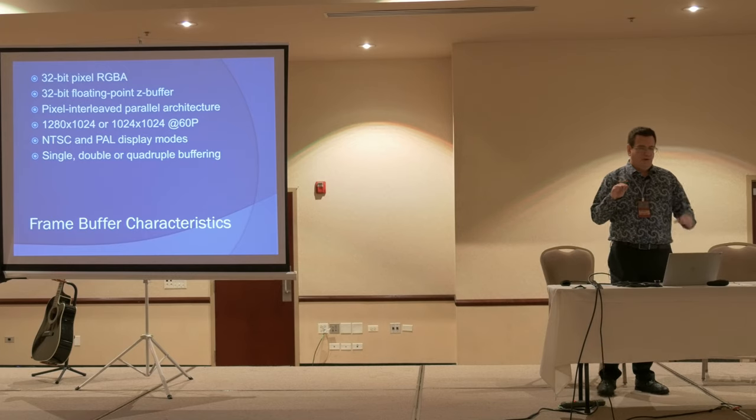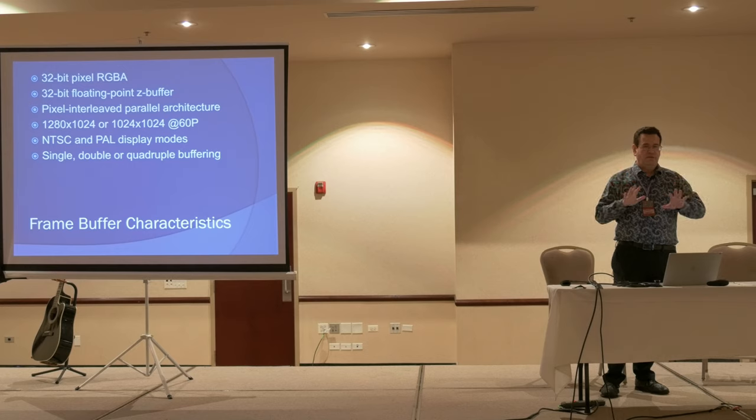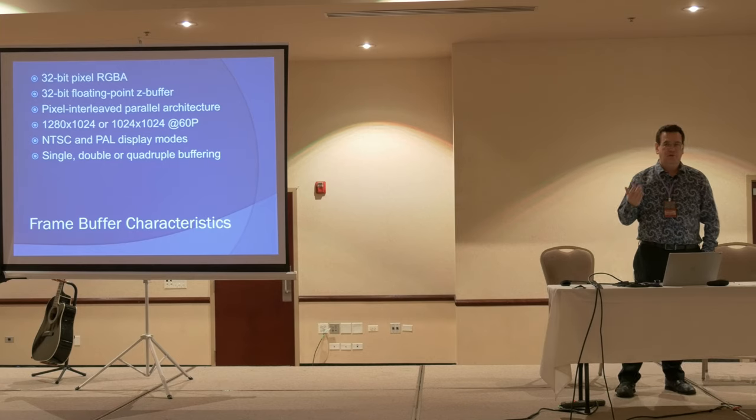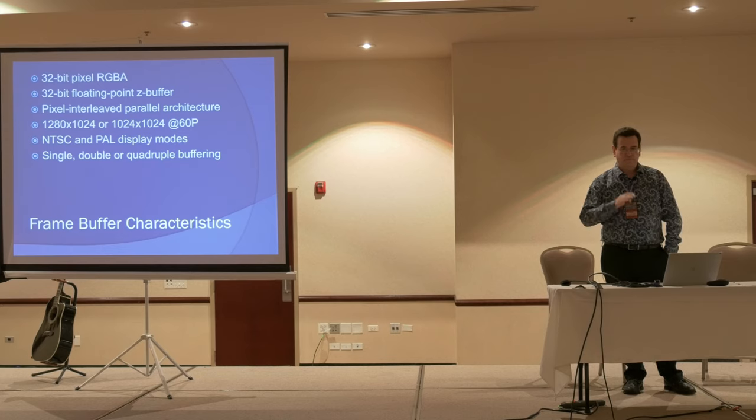The frame buffer has the processors divided in an interleaved fashion, so the adjacent memory cells representing the frame buffer memory in a single node do not represent adjacent pixels in screen space. It had 1280 by 1K resolution or 1K by 1K at 60 hertz. This is high-end resolution for the time, but not super crazy high-end, just what you would expect on a typical high-end workstation. It can do video scan out in NTSC or PAL, depending on how the video scan out is configured. And it can do single, double, or quadruple buffering.